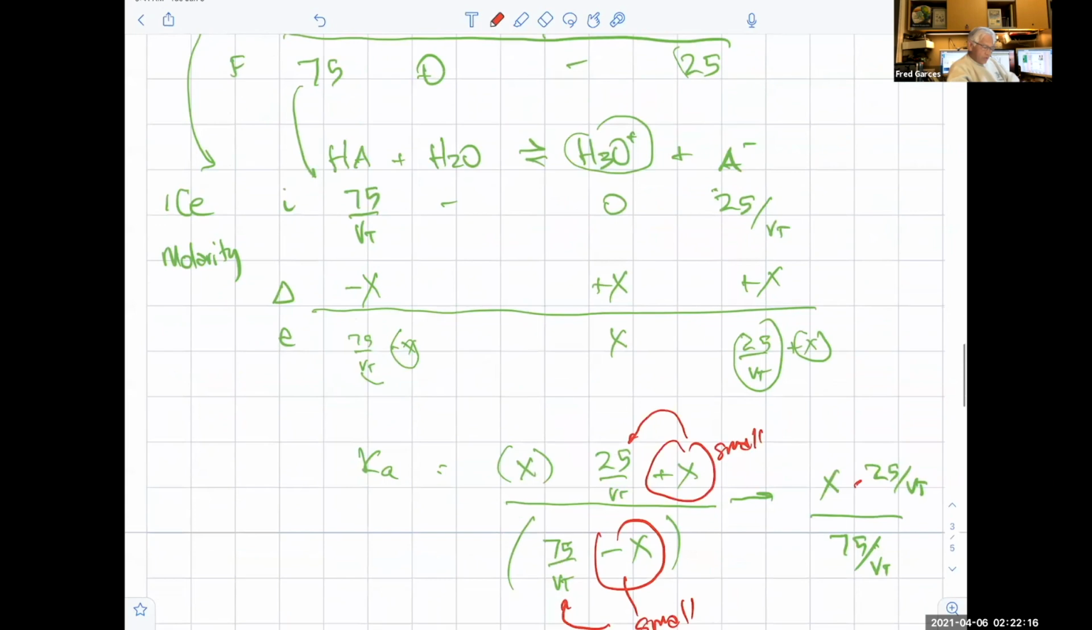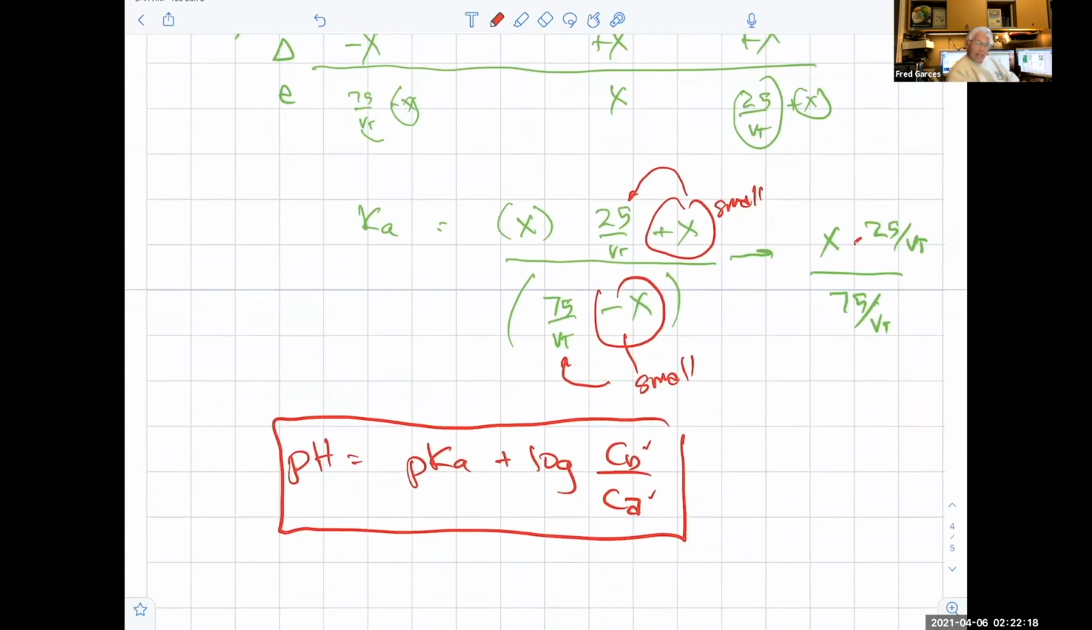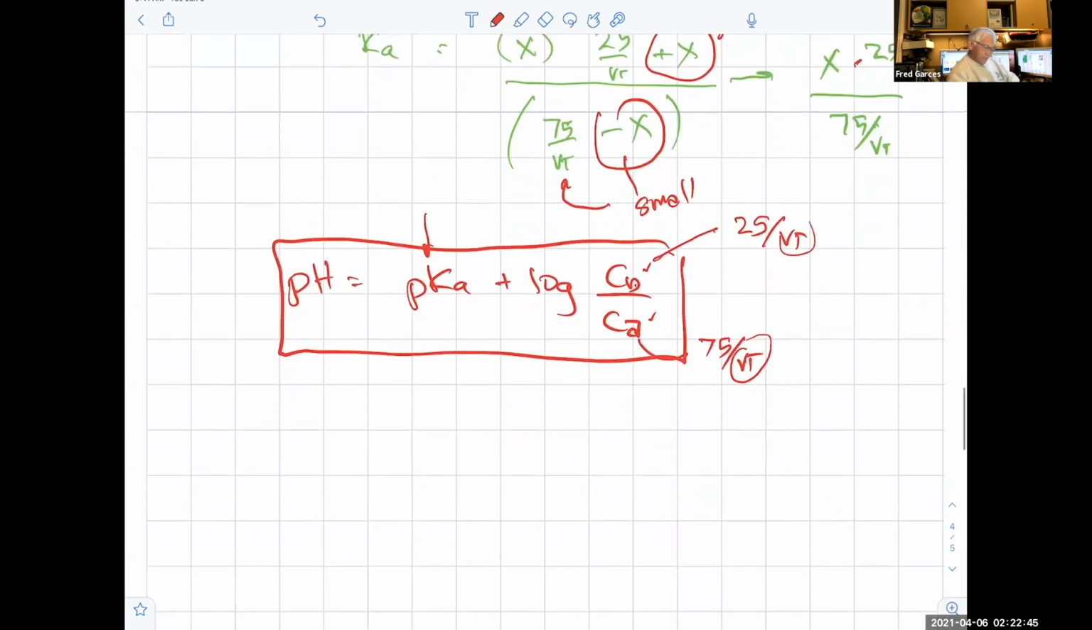So what can we do here? We know what the Ka value is because we know the identity of the acid. So if we take the negative log of that, then we can get the pKa. And then if we know the concentration of the base and the concentration of the acid, which is just this, 25 over Vt, and this is 75 over Vt, but the total volumes are the same. So this is really just the log of 25 over 75, because the volumes are going to cancel each other out.